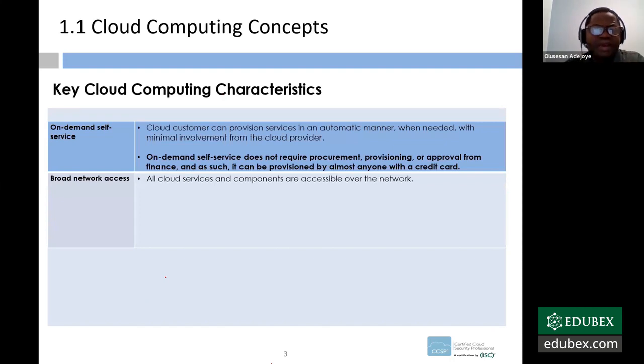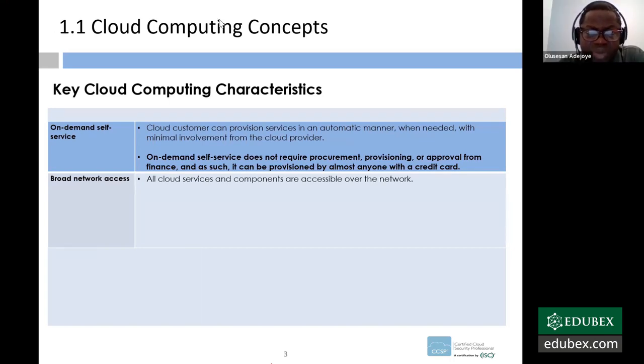So what are the key features, characteristics of cloud? Number one, on-demand self-service. In on-demand self-service, this is where the cloud customers can provision services in an automatic manner. If I need 10 servers, I can provision them without the intervention or interaction with the cloud service providers. All I need to do is to have an account. Then I also specify my payment plan.